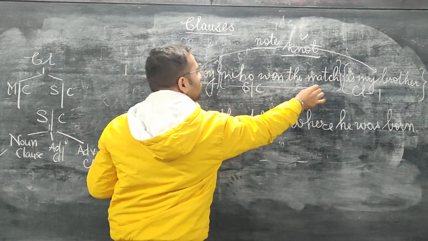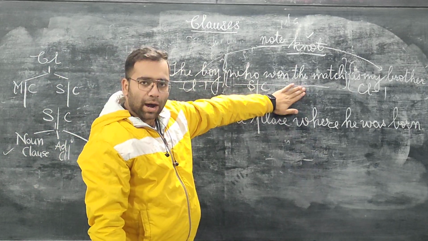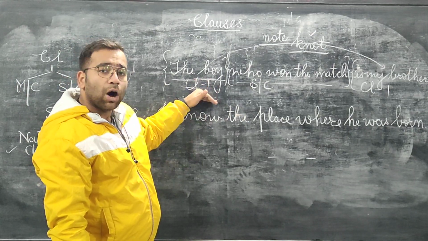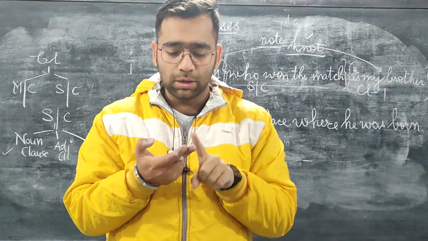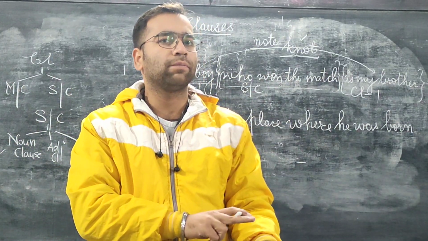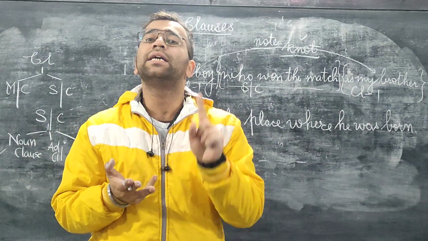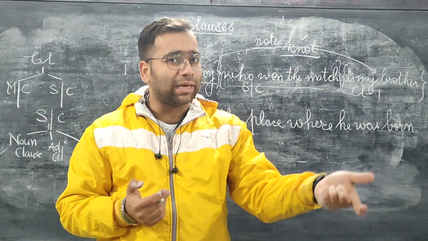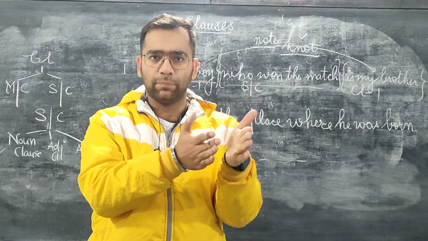This who won the match is telling you more about the boy. Isn't it? This subordinating part is explaining a noun in the main clause. And you have already been taught the words which explain more about noun and pronoun are known as adjectives. Are you taught this thing? The words which explain more about noun or pronoun are known as adjectives. Ram is intelligent. What is intelligent there? Adjective. The quality of Ram. Understood?